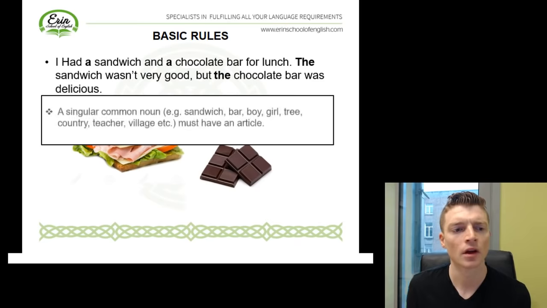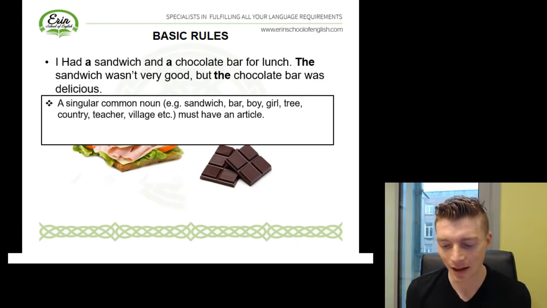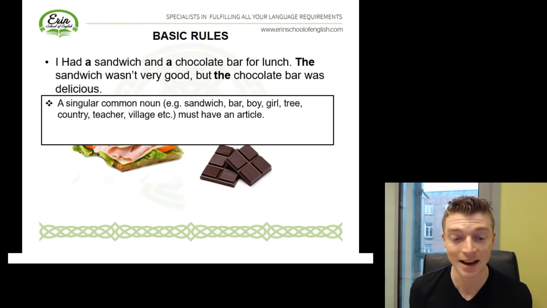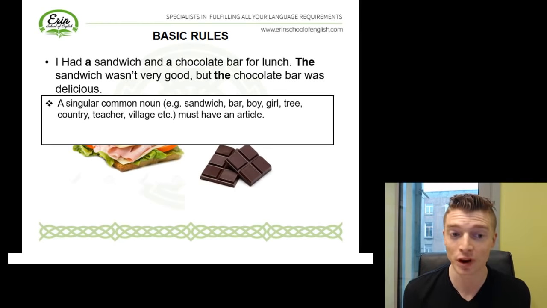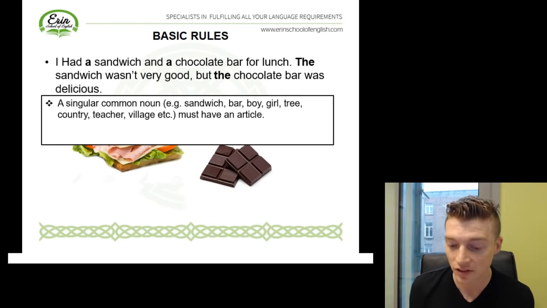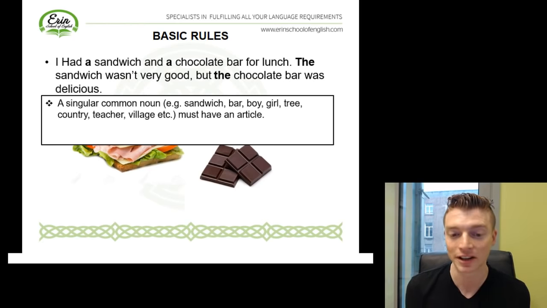So, a singular common noun. Now, a common noun can be any place, thing, town, village. We've got some examples here: sandwich, boy, bar, girl, tree, country, teacher. The important thing with a common noun is it's not specific. So, a singular common noun in English must have an article.